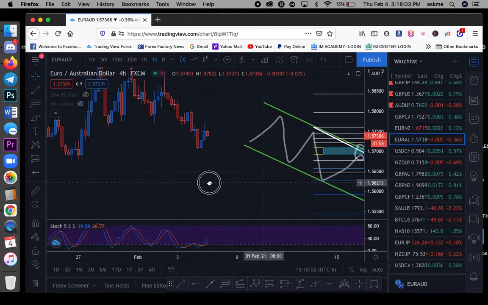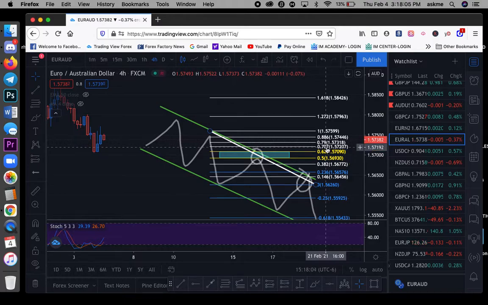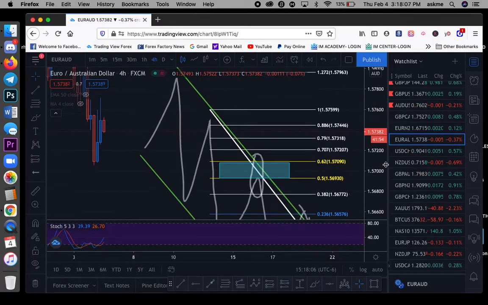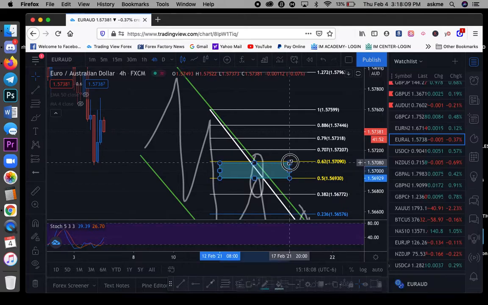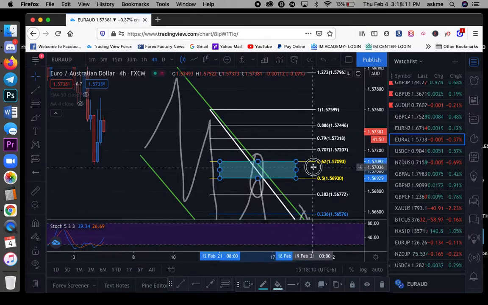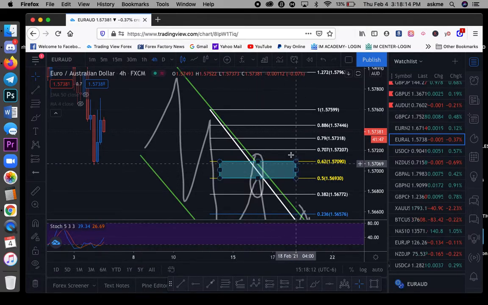I know some people who use that, which is the 707 here, and that's still fine. You can still use it from here. You can take it where it's in this zone, the 62 and the 50 zone, or you can say, I want the ultimate best wicked entry, and I want to take it at the 707.